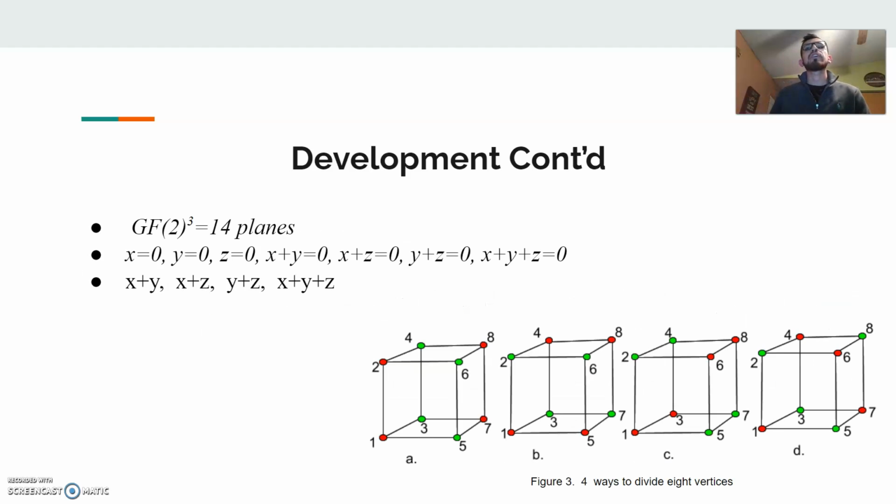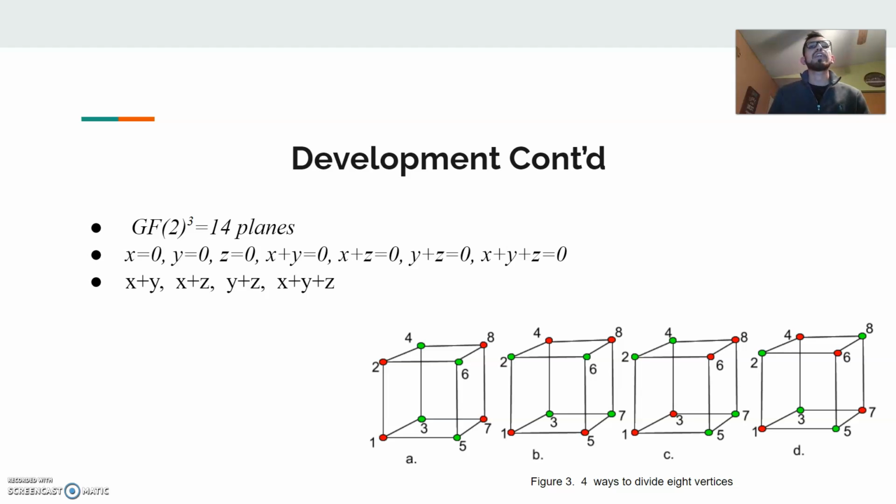Knowing this, we know that the finite geometry of Galois field 2 cubed has 14 planes, 7 of which go through the point 0,0,0, meaning that there are 14 ways of choosing a, b, c. The equations that correlate to this are x equals 0, y equals 0, z equals 0, x plus y equals 0, x plus z equals 0, y plus z equals 0, and x plus y plus z equals 0. The other 7 planes would be the same, with the only difference being that instead of equaling 0, they would equal 1.